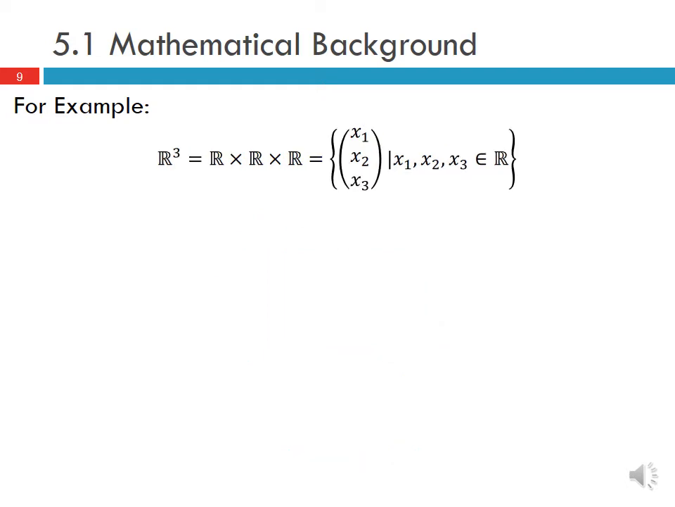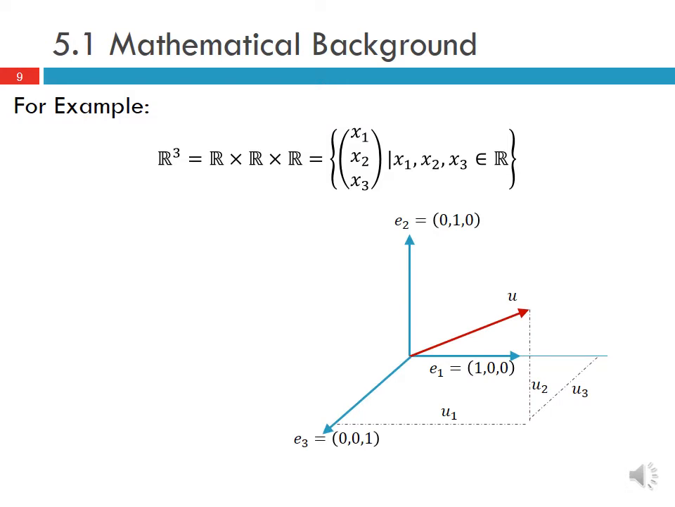Similarly in R3, each element has three components, x1, x2, x3, and each of those is in R, so they're real numbers. This is a graphical description of what a vector in R3 looks like. So u has these three components: u1 e1 plus u2 e2 plus u3 e3.